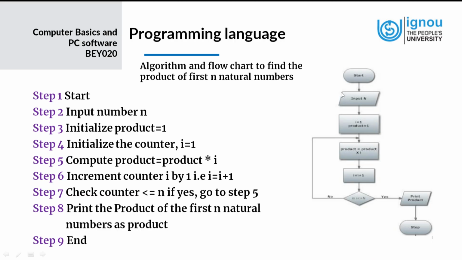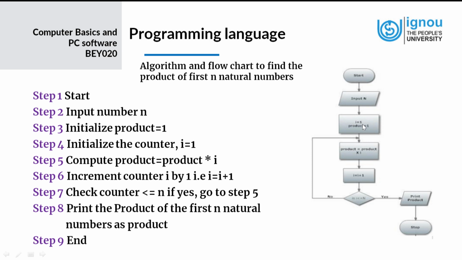So this particular box, this is a parallelogram which basically defines the input. Over here you are giving the input, then you are doing initialization. So product is initialized to be 1. That particular operation is going to be here, and counter is going to be initialized to 1. Even that counter initialization is being performed in this particular step.